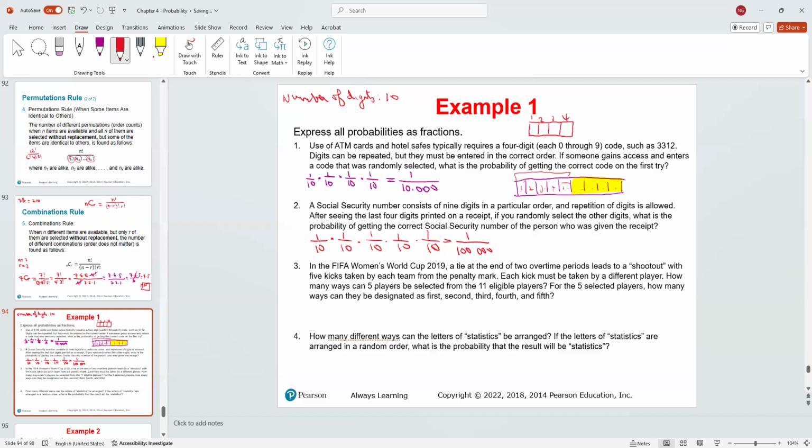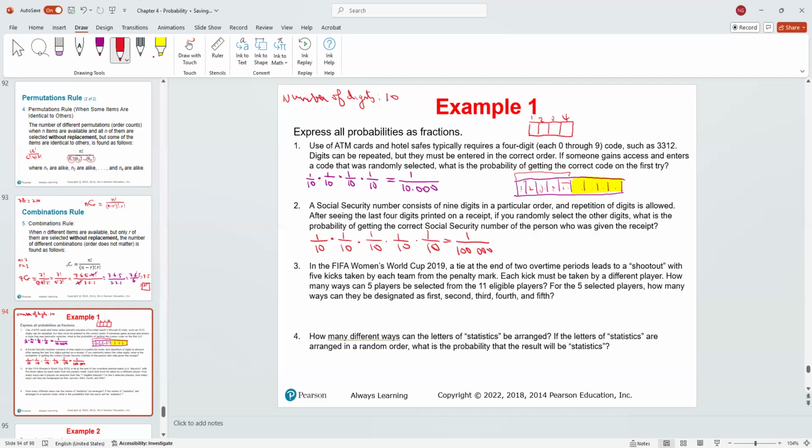Well, the first thing you need to verify here is, does the order matter? Do you need to say, oh, number nine, take the penalty kick first? No, the order doesn't matter. If the order doesn't matter, which one would you use, permutations or combinations? If it doesn't matter, then you should go with combinations.